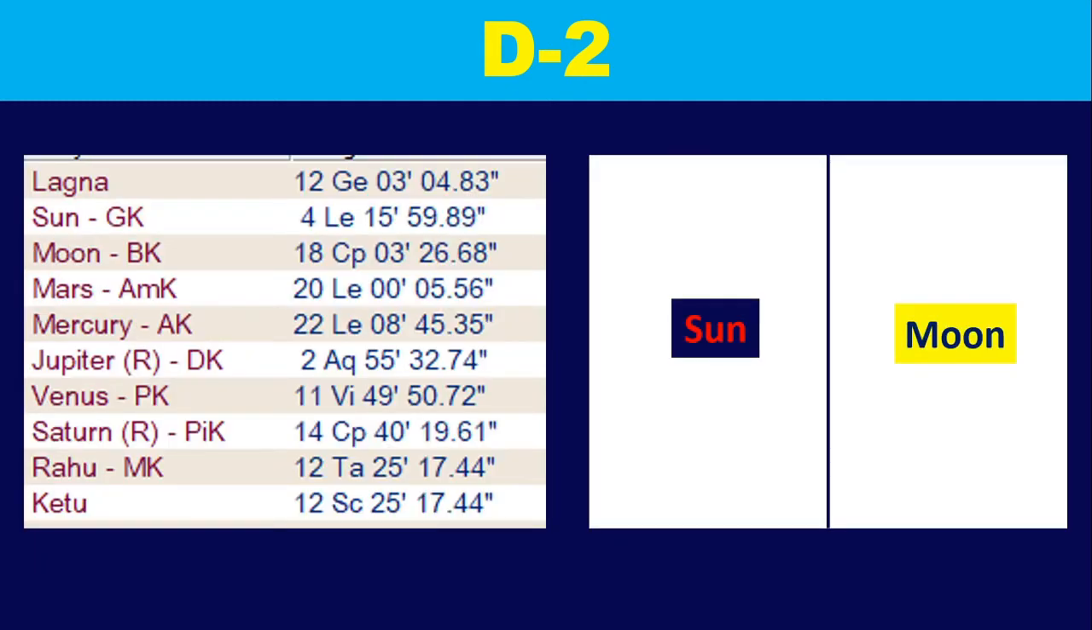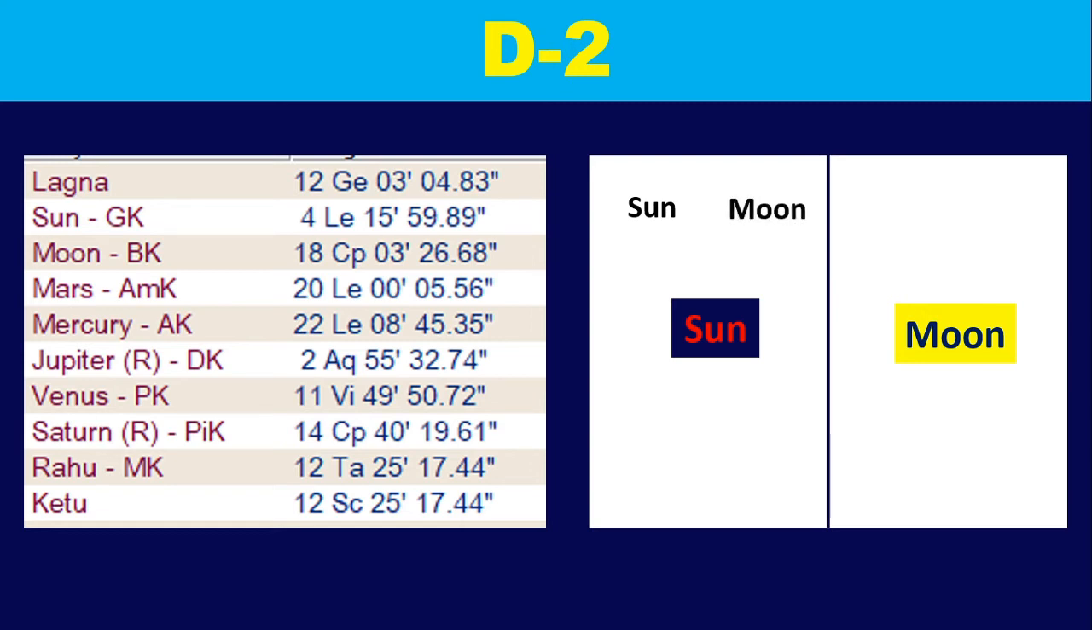Now calculate all the other planets. Lagna is in Sun Hora. Let's take the Sun. Sun is in Leo, which is an odd sign, and the degree is 4. So the first half of the odd sign is Sun Hora. So Sun will be in Sun's Hora. Now Moon. Moon is in Capricorn, that means an even sign, and it is at 18 degrees. So second part. So Moon is in Sun's Hora.